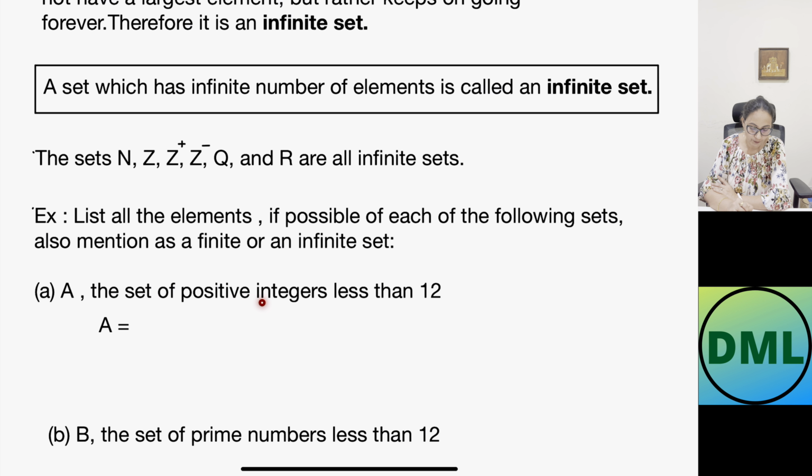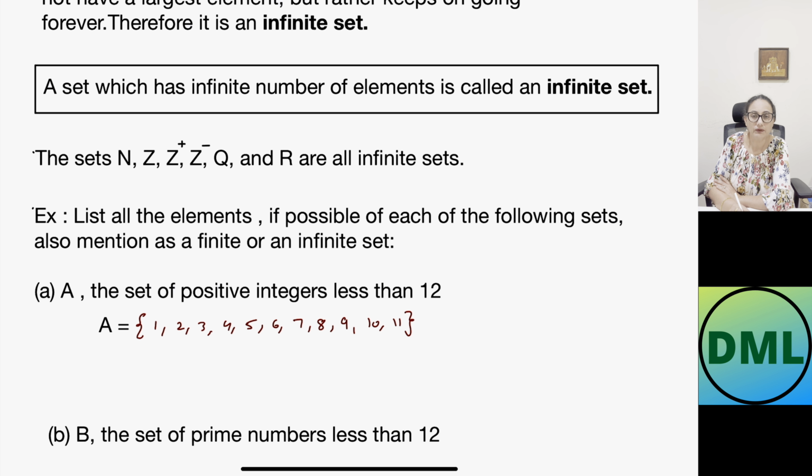The set A of positive integers less than 12. Can we write down all the answers? What are the numbers that will come inside this set? I have to write down the positive integers less than 12. This set will include 1, 2, 3, 4, 5, 6, 7, 8, 9, 10, 11. Less than 12 means 12 is not included, so it will stop at 11. Can you count these numbers? Yes, it is countable, right? I can count it. So this is a finite set.